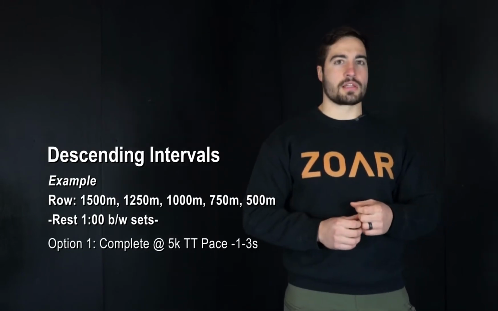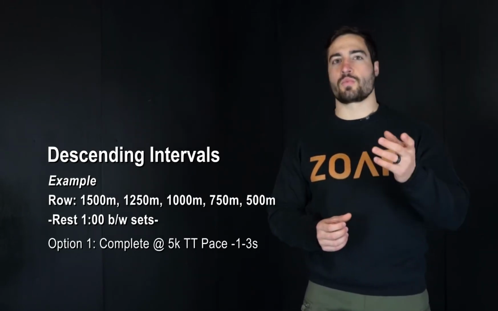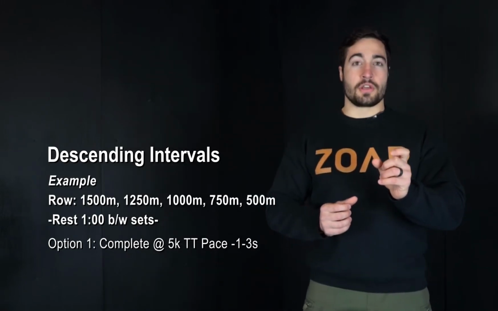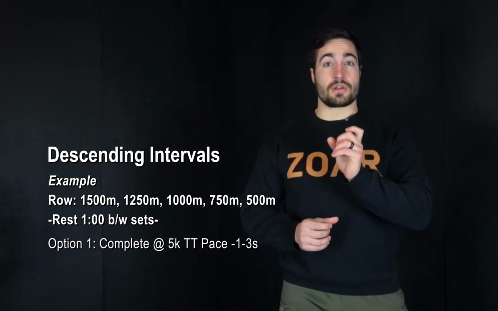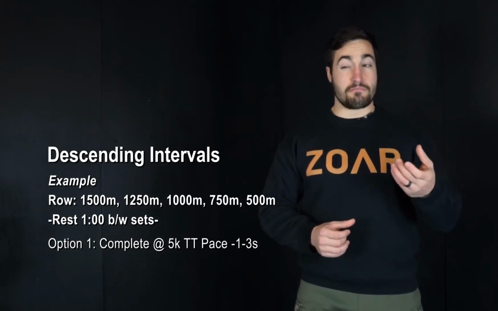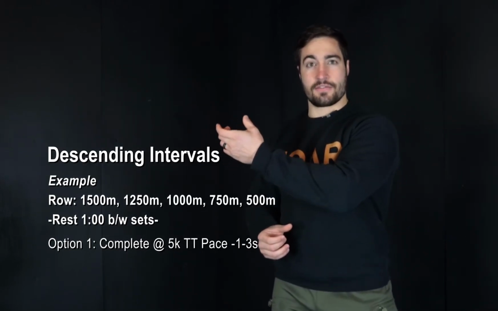So for example, maybe it's your 5K time trial pace minus 1 to 3 seconds, so just faster than your 5K. And then you're having that set rest time between. So initially it's going to start harder because you're having to do a bigger chunk of the work, and then you have to maintain that as you're going through those consecutive sets.